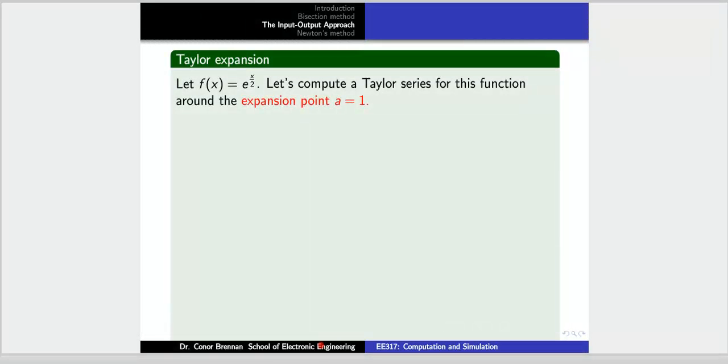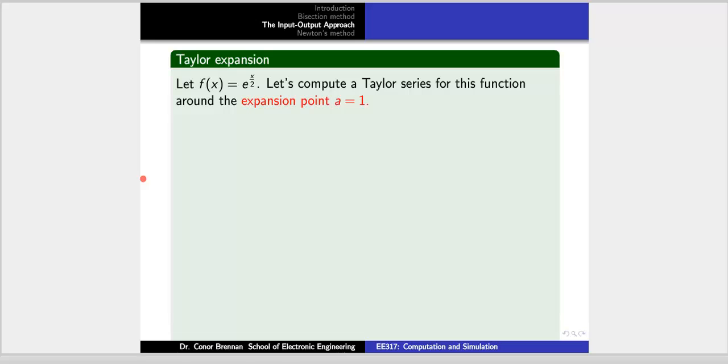Okay, so let's do a quick example, again, just to remind ourselves what a Taylor series is. So let's consider the function f of x is equal to e to the power of x over 2. And let's compute a Taylor series for this function. So this is a function. It most definitely is not a polynomial, but we can approximate it by a polynomial. So let's assume the expansion point a is equal to 1.